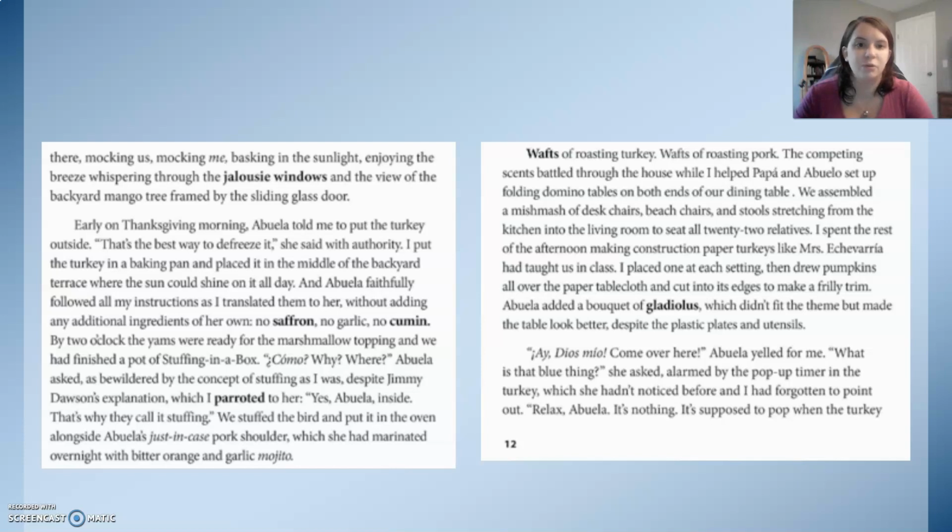Wafts of roasting turkey, wafts of roasting pork. The competing scents battled through the house while I helped Papa and Abuela set up folding domino tables on both ends of our dining table. We assembled a mishmash of desk chairs, beach chairs, and stools stretching from the kitchen into the living room to seat all 22 relatives. I spent the rest of the afternoon making construction paper turkeys like Mrs. Echeverria had taught us in class. I placed one at each setting, then drew pumpkins all over the paper tablecloth and cut it into edges to make a frilly trim. Abuela added a bouquet of gladiolus, which didn't fit the theme but made the table look better, despite the plastic plates and utensils.